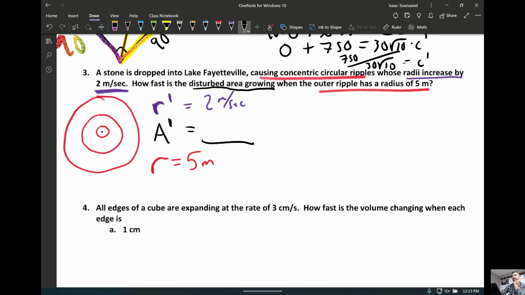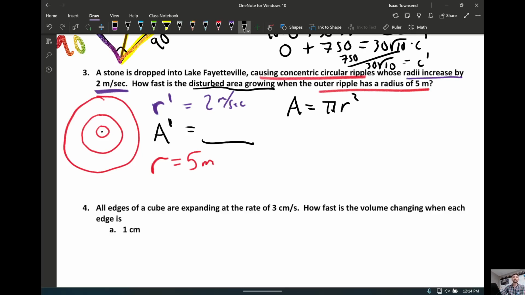Pi r squared. Pi r squared is close, but that's not an equation. A equals pi r squared. The area is pi r squared.